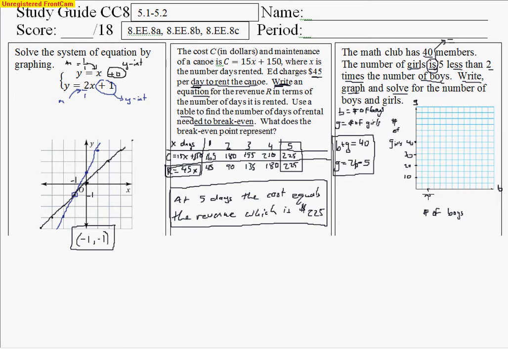So that's 10, and I've got 20, 30, and I've got 40 right here. And then I'll go ahead and graph that. So I know the first equation, b plus g is 40. I could use the intercept method, and I could put 2 dots on the 40 on the g-axis and the b-axis, and that would end up giving me that line.